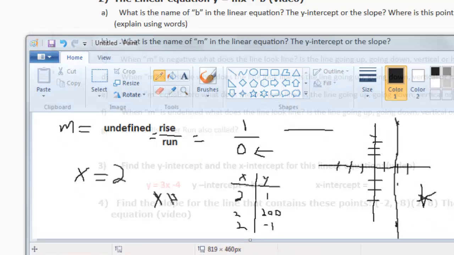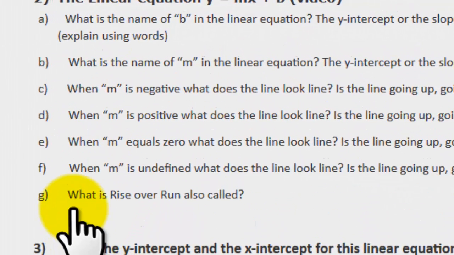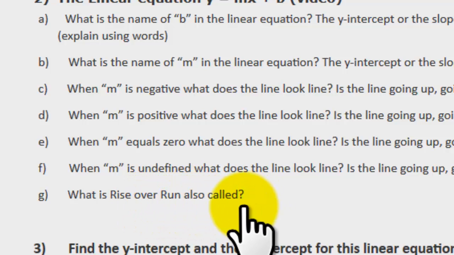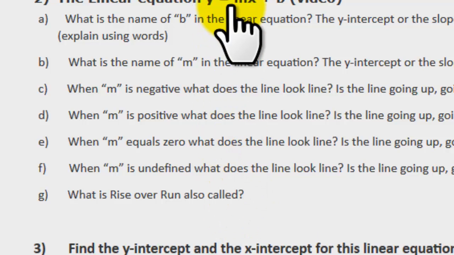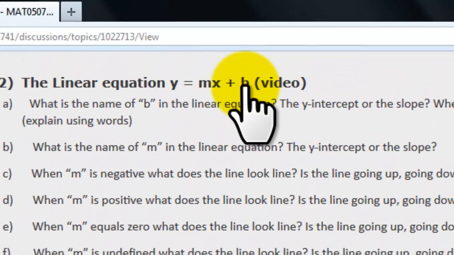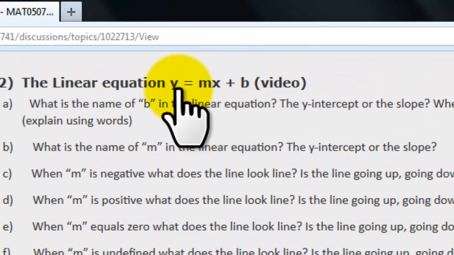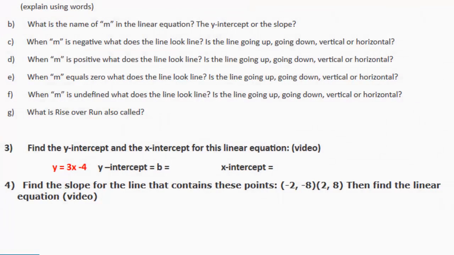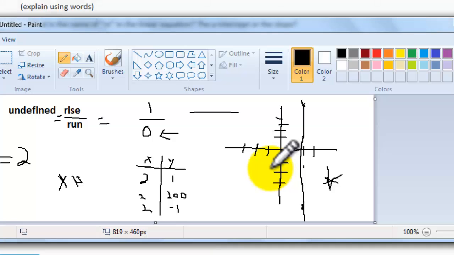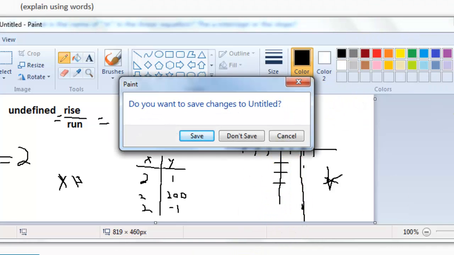And the last question, what is rise over run also called? Hopefully you have that burned into your head. That is also called the slope. So the slope is m, the b is the y-intercept. This x and y represent coordinates, and the coordinates mean it's a point on the line. Okay, I hope that summarizes everything.